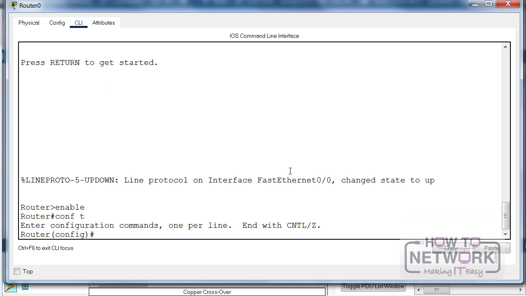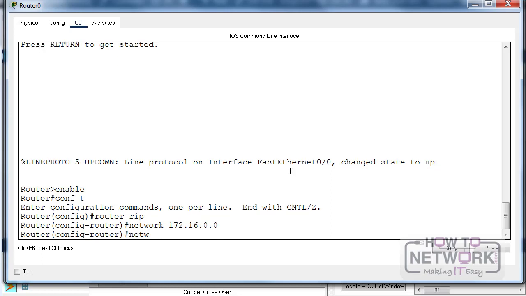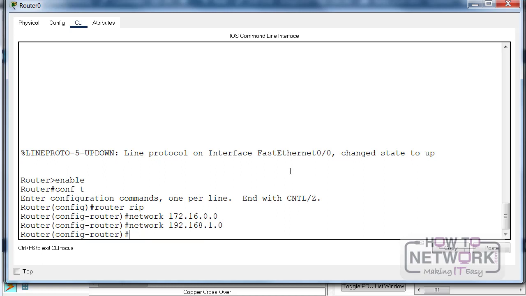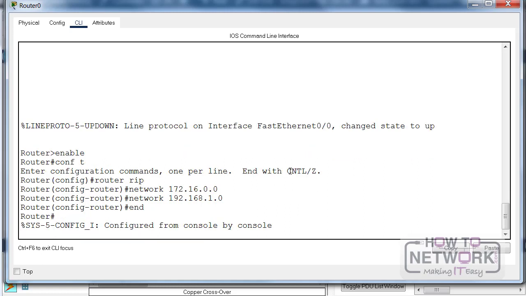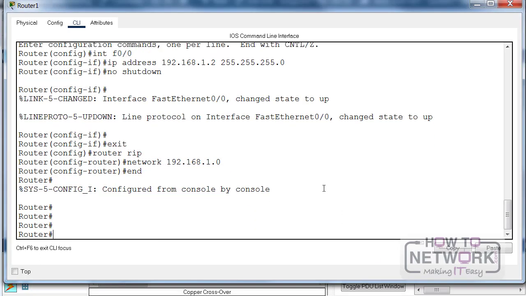On the left-hand router, router 0, I'm going to put two networks in. So router RIP and then network 172.16.0.0 and network 192.168.1.0. So what should happen now is the two networks should be advertised. Only the 172 will be seen as a RIP network because the 192 is directly connected. But we have to configure that one.